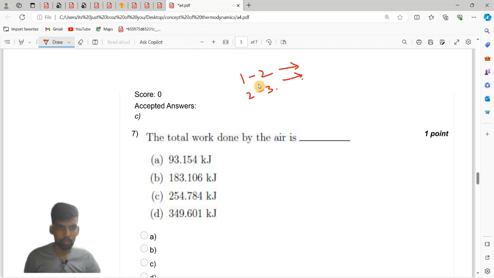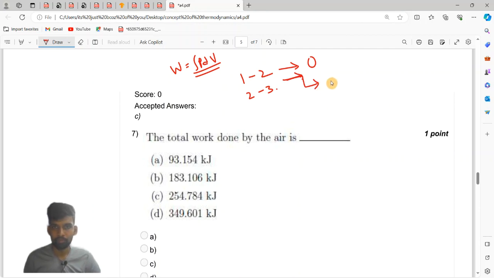What is happening in 1 to 2? For a closed system we can write integral PdV as the work done. From 1 to 2 the volume is not changing, meaning dV is 0, so work done will be 0 because the tank is rigid. And in 2 to 3, one side of the piston-cylinder is acting as a piston, and we are getting an isothermal expansion process.